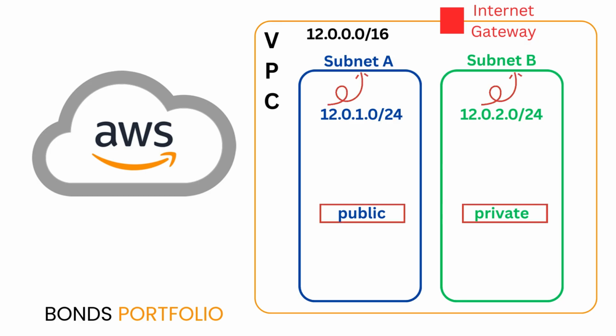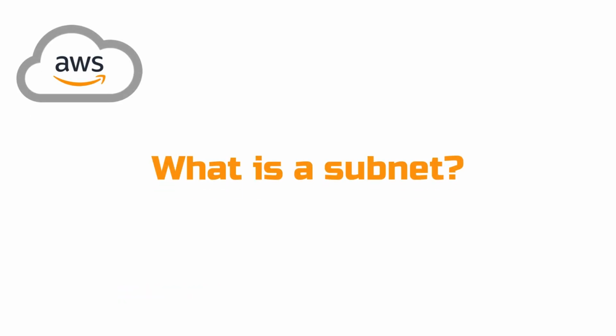What is subnetting? Subnetting is the process of dividing your VPC's IP address range into smaller blocks called subnets. Each subnet represents a segment of your network. You can think of it like organizing rooms inside a building that you've already constructed.